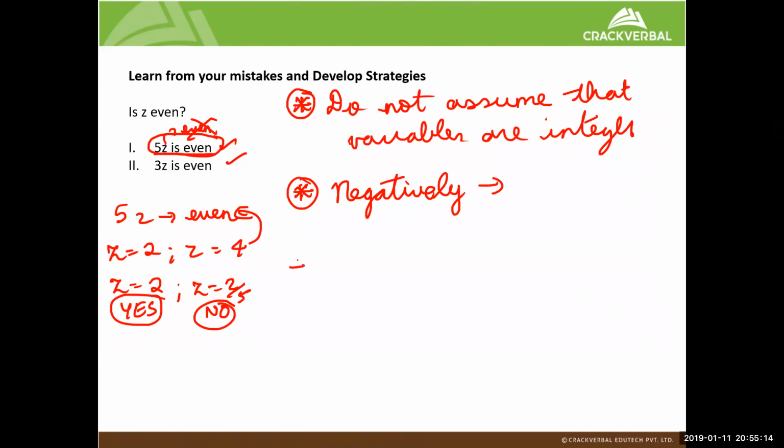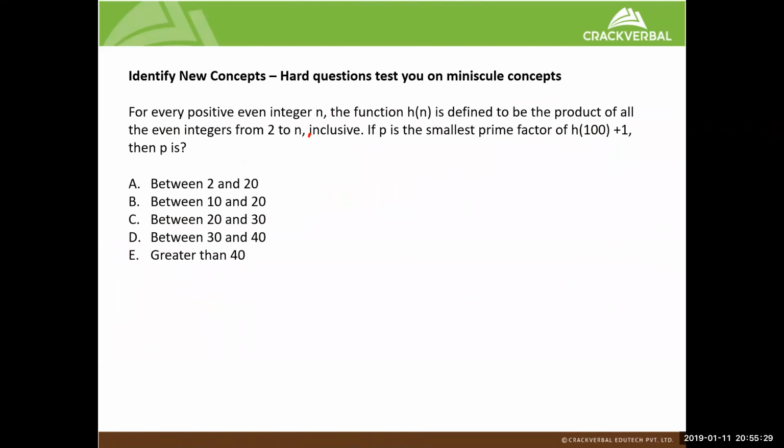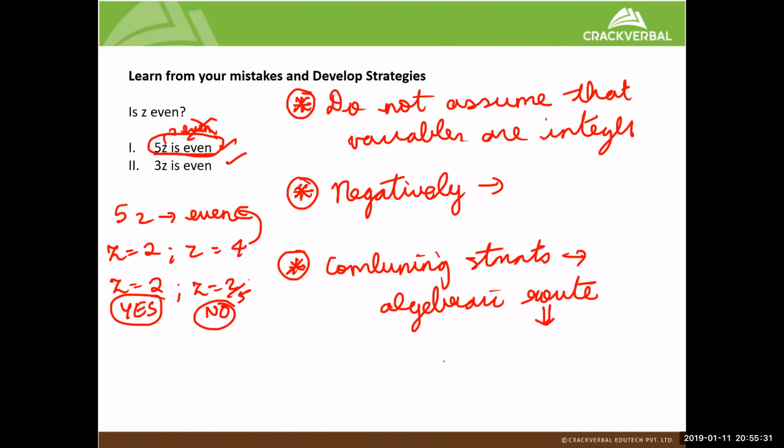And the third point is when you're combining statements, right? It's better, instead of putting in values, to always go an algebraic route. And whatever algebraic route you choose should always be a route that gets to answering what the question asks you.